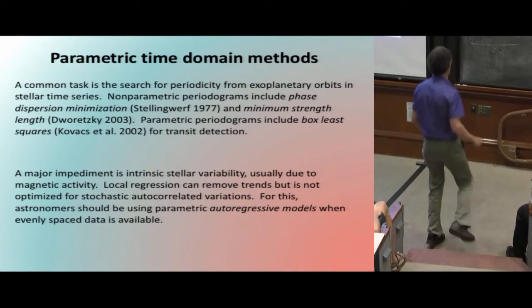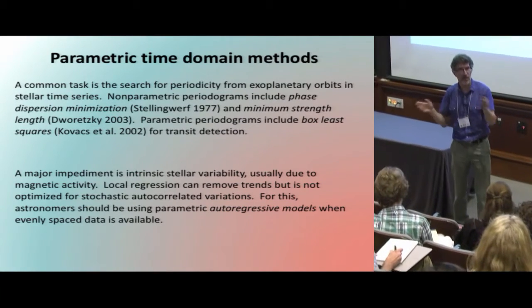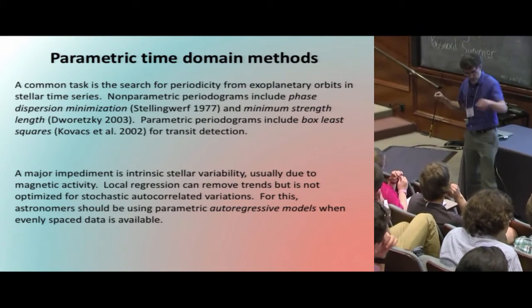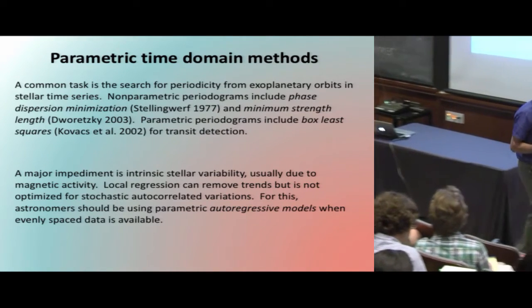So what's a stochastic autoregressive process? Stochastic means that it's random, so it's aperiodic. And autoregressive means that the current value is related to the previous values. Okay, so let me give you an example, or a couple examples.